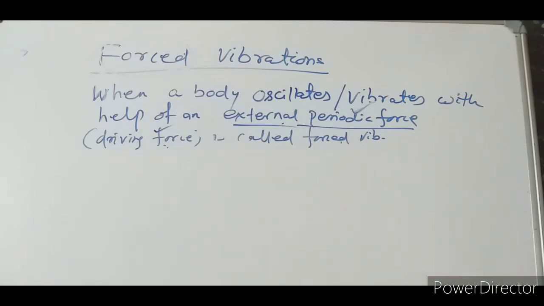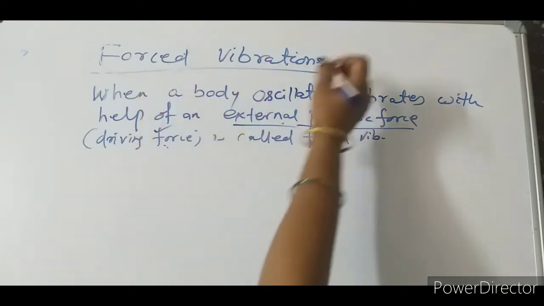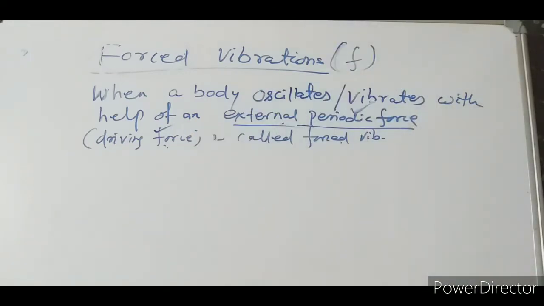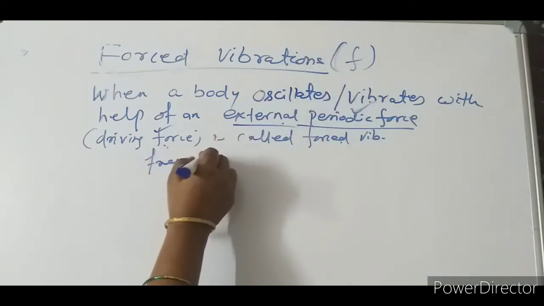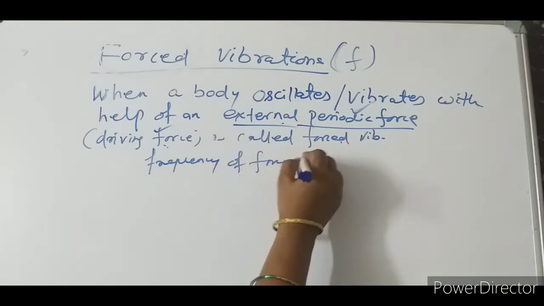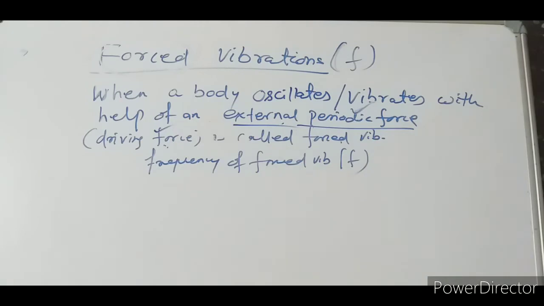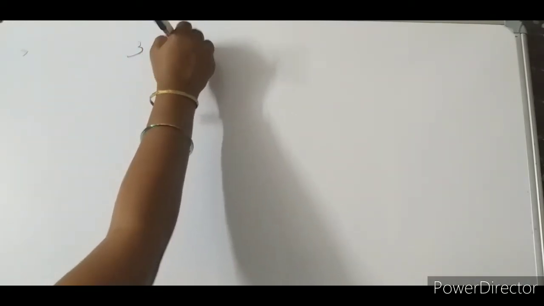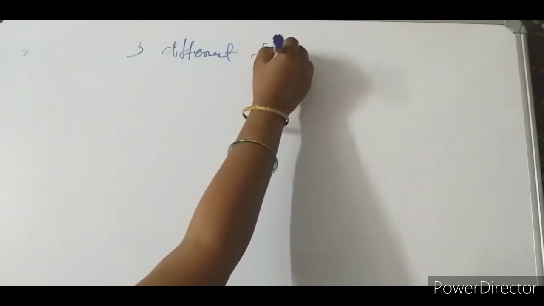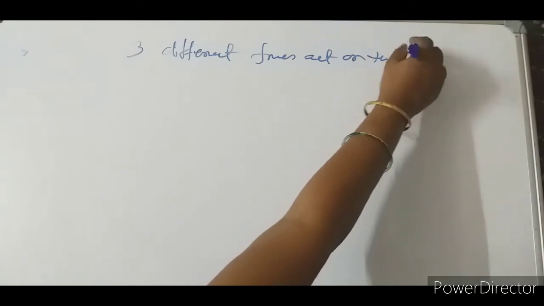Obviously there will be a vibration, meaning there will be a frequency. For forced vibration, let me take this one as F. In natural vibration, the natural frequency, I have taken as N. So here, the frequency of forced vibration can be represented as F. When the body is under forced vibration, whereas in damped vibration two forces were acting on the body, here three different forces act on the body.